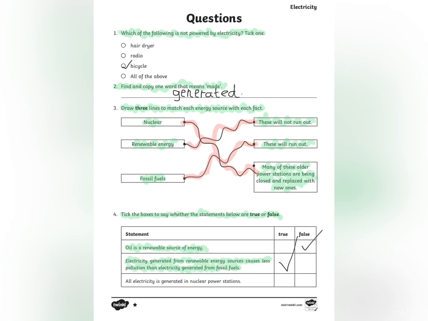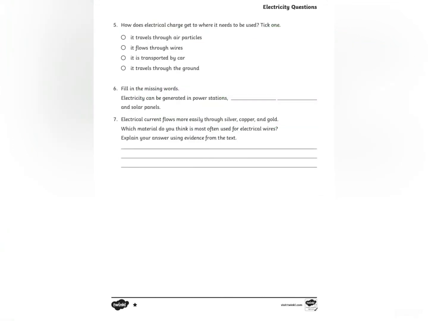Electricity generated from renewable energy sources cause less pollution than electricity generated from fossil fuels. That is true. Statement 3 says all electricity is generated in nuclear power stations. Again, we have to use the information to help us answer this question. The answer is false. All electricity is not generated in nuclear power stations.